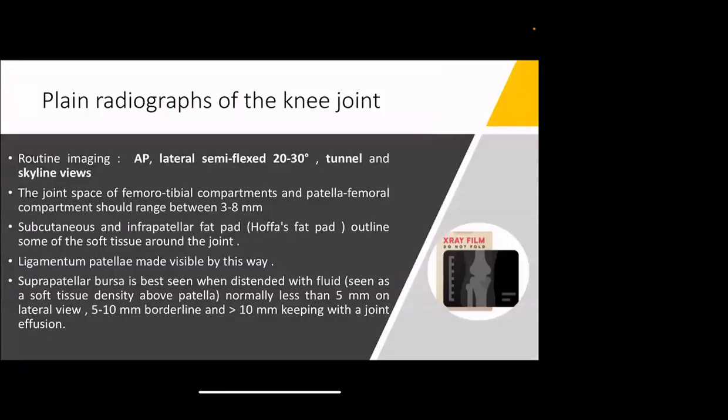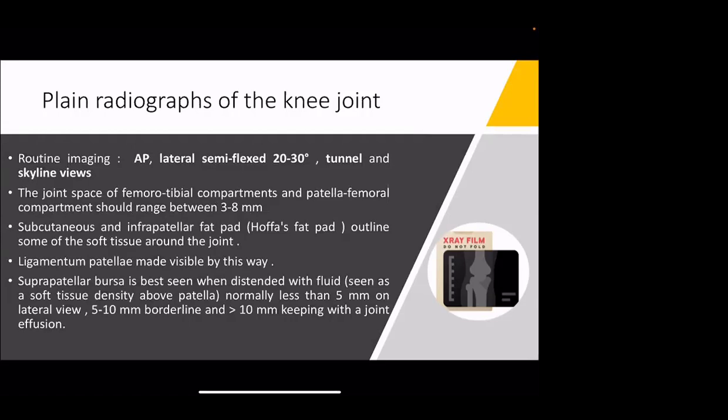Plain radiographs of the knee joint: routine imaging includes anteroposterior, lateral semiflexed 20 to 30 degree, tunnel, and skyline views. The joint space of the femorotibial compartments and patellofemoral compartments should range between 3 to 8 millimeters. Subcutaneous and infrapatellar fat pad, which is called Hoffa's fat pad, outline some of the soft tissue around the joint. Ligamentum patellae is made visible this way.